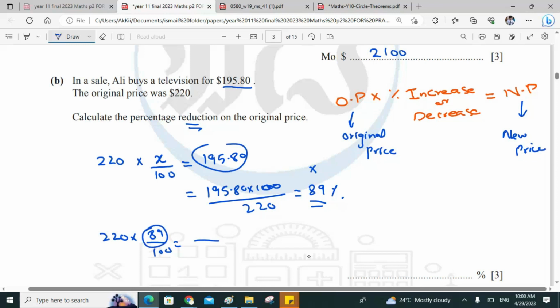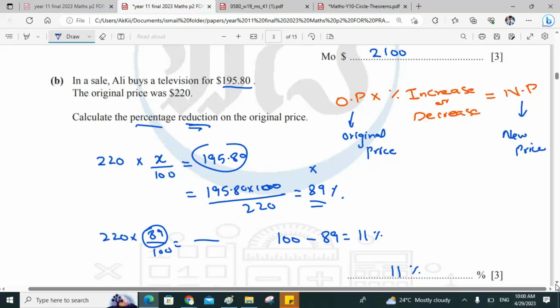You do not have to write down this 89 as it is, but this is the percentage reduction which is being asked. So you will subtract it from 100 to get the percentage reduction. It will be 11%. So the answer will be 11%, right? This is what you need to write.